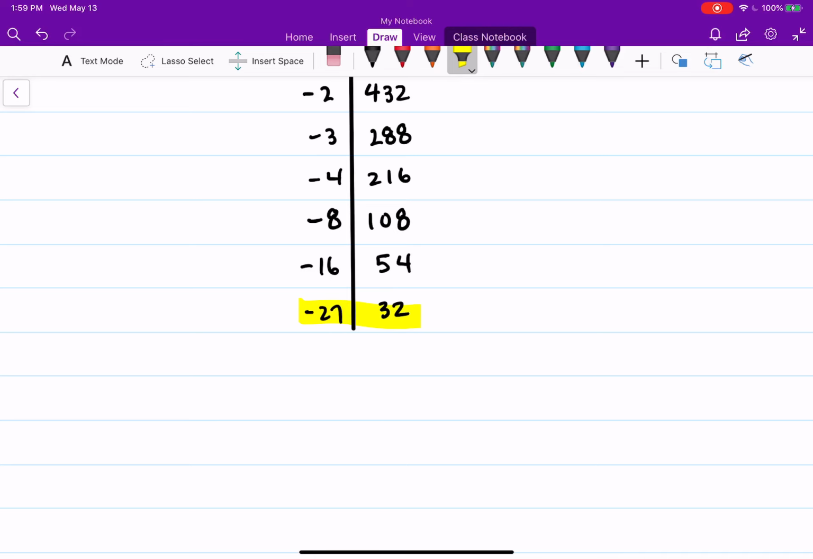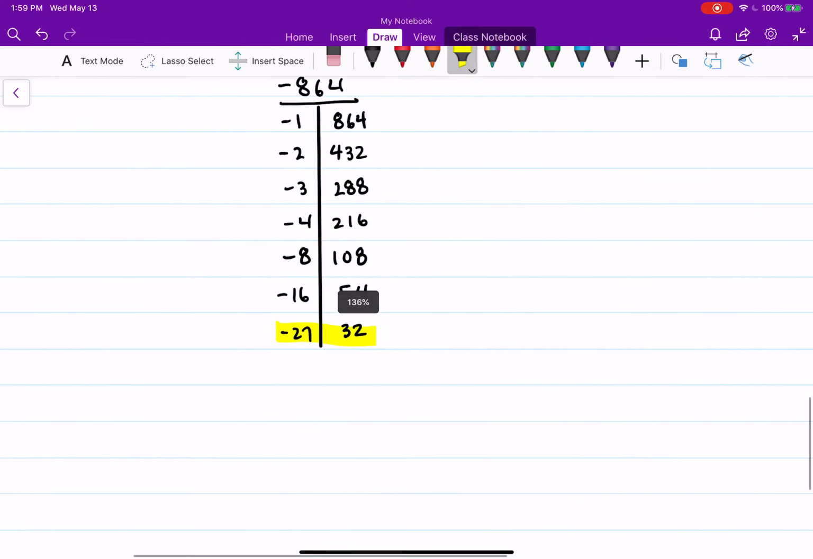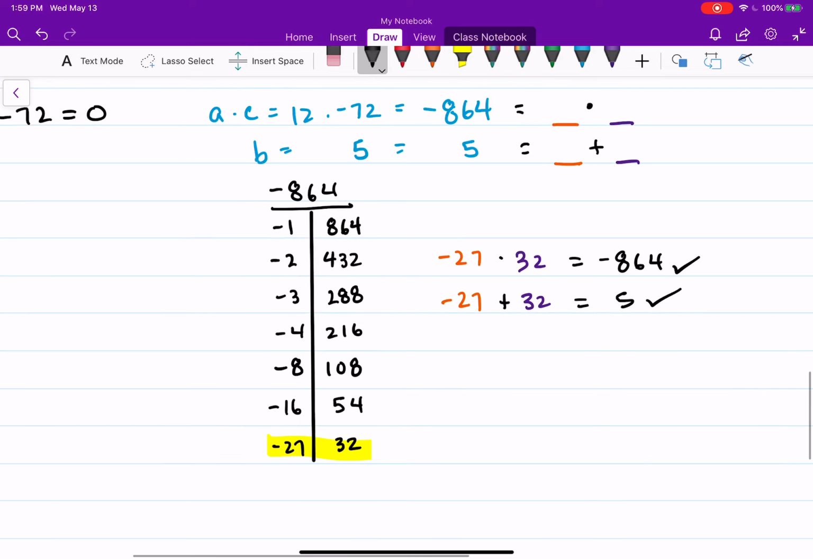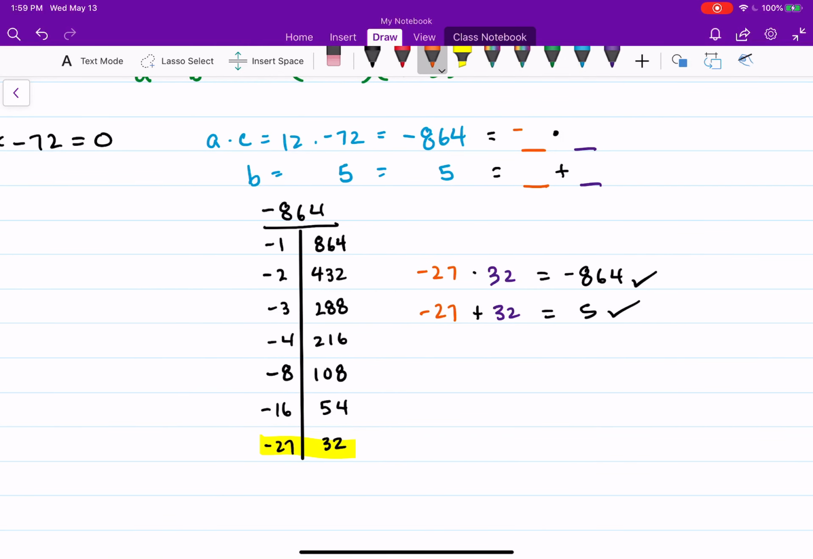So I'm looking at these two numbers here, okay? Let's check. Does negative 27 times 32 give you negative 864? Yes. Does negative 27 plus 32 equal 5? Yes. So those are my two numbers, negative 27 and 32.